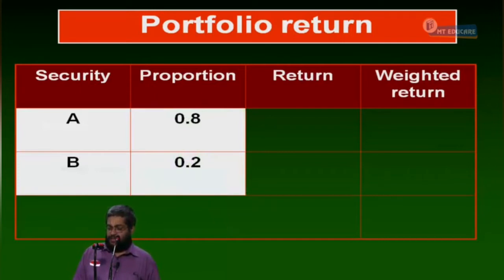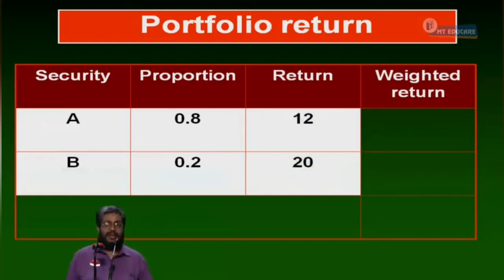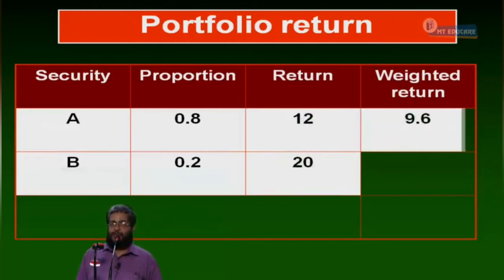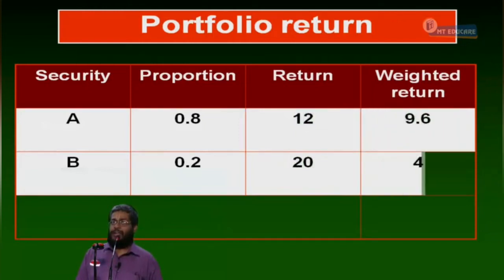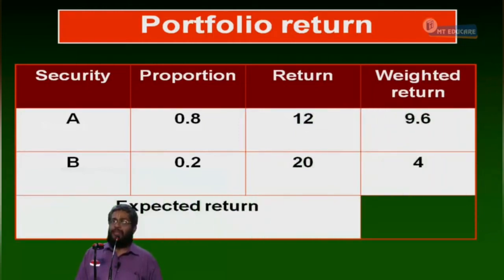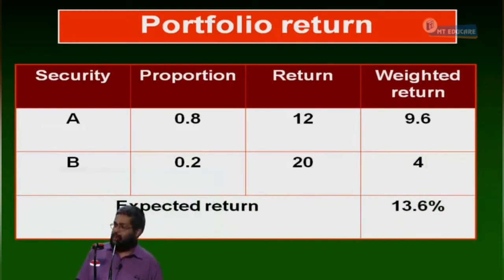The expected return from project A is how much here? 12% and 20%. 0.8 into 12, 9.6. 0.2 into 20, 4. The return of the portfolio is how much here? 13.6. The expected return is 13.6. This portfolio of projects is expected to give me a return of 13.6%. Can we proceed to the next stage? Next.